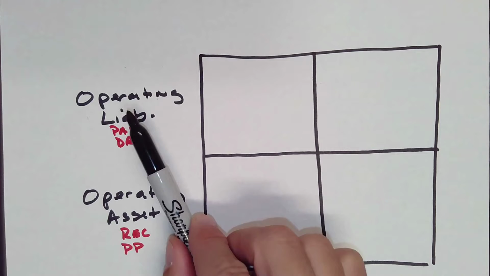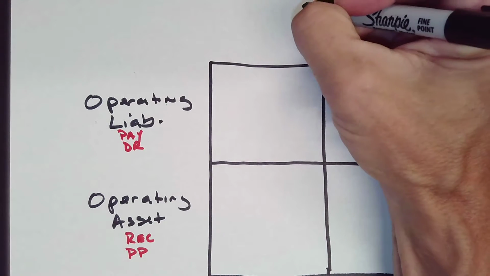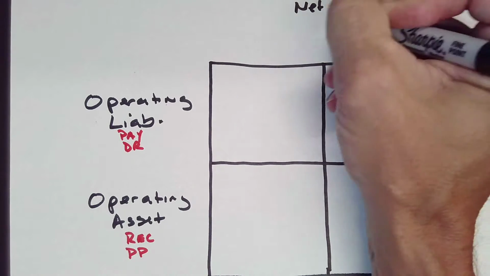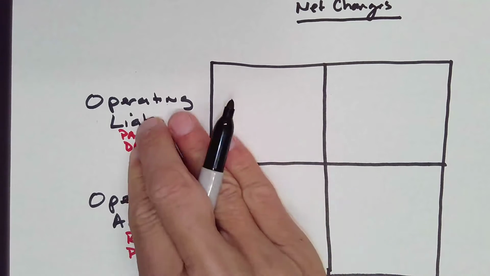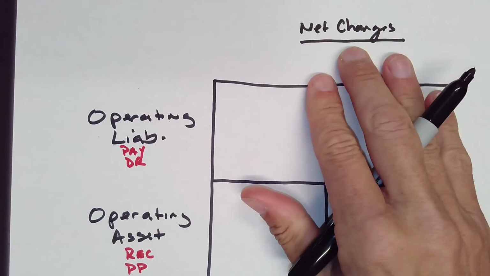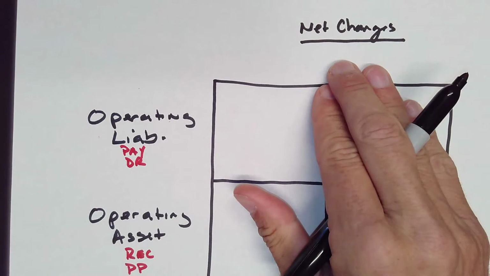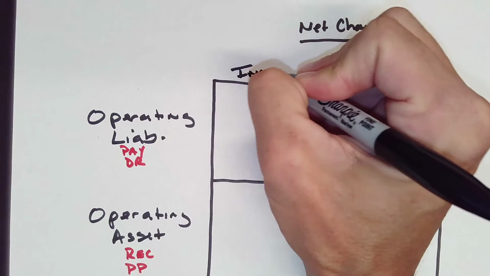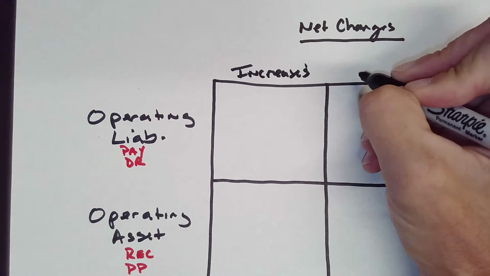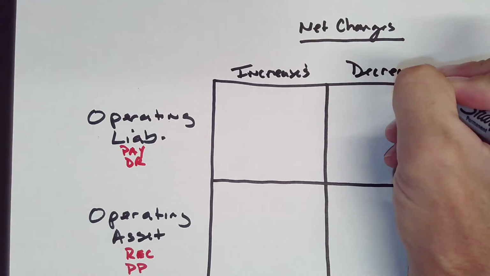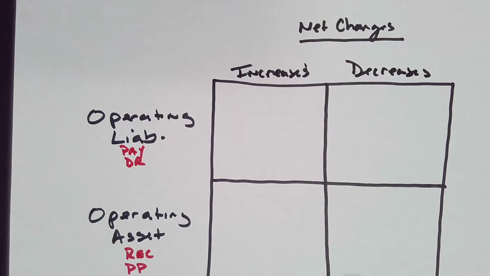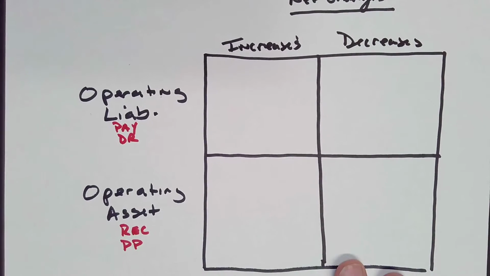So I'm looking at net changes. So when we have net changes of either operating assets or operating liabilities, there needs to be an adjustment to the proxy. So let's say for a moment that we've got increases and we've got decreases. Again, these are net changes to these operating liabilities or operating assets.